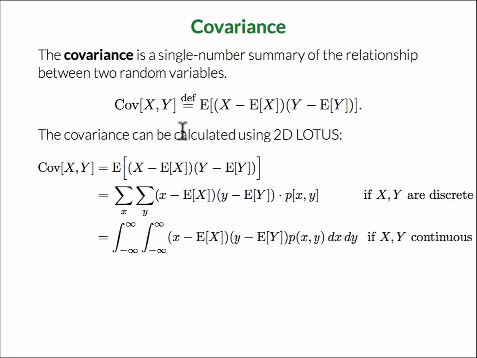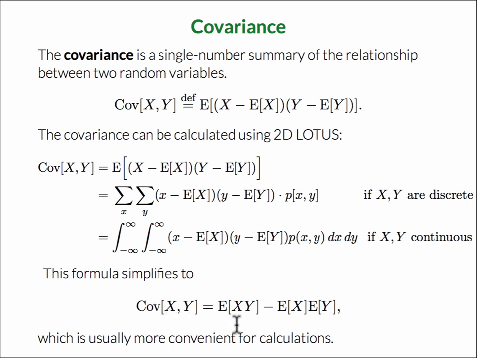Now, I think that this formula is the most intuitive way to understand covariance, as you will see in a minute, but it's not the most convenient for computations. You can check that this expected value simplifies to the expected value of the product of X and Y minus the product of the expected values. This first term still has to be computed using 2D LOTUS, but X times Y is a much simpler function than this function up above here. This second term only involves expected values of individual random variables, so this term is easy to calculate as well.